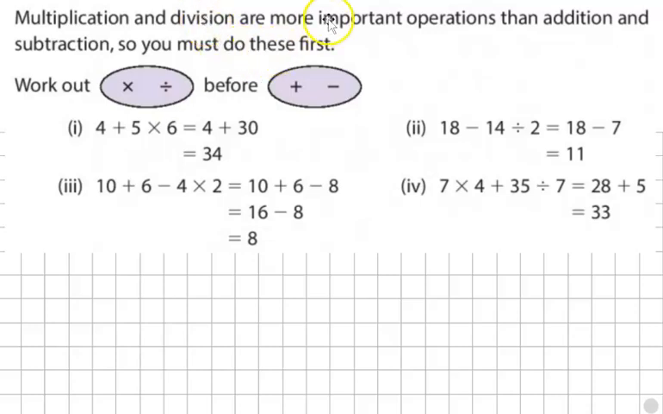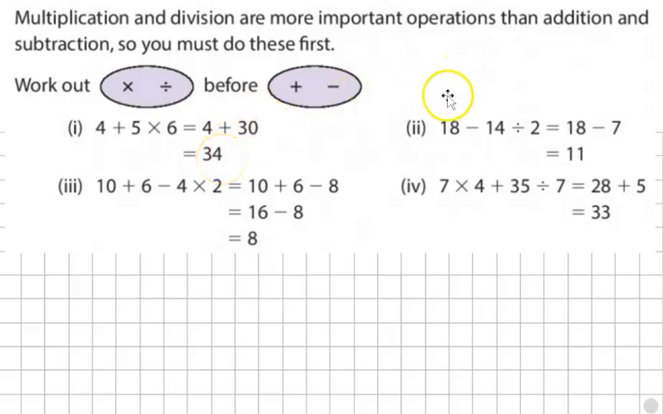Multiplication and division are more important operations than addition and subtraction, so you must do these first. So we work out any multiplication or division before we do any addition or subtraction. For example, if we have 4 plus 5 times 6, we're going to do the 5 times 6 first because we always do multiplication before addition. So 5 times 6 is 30, so we get 4 plus 30, which is 34.